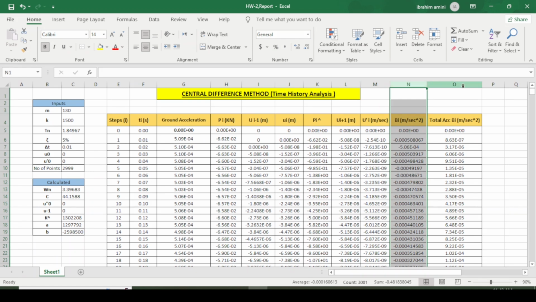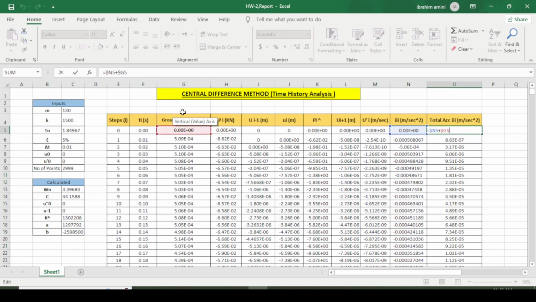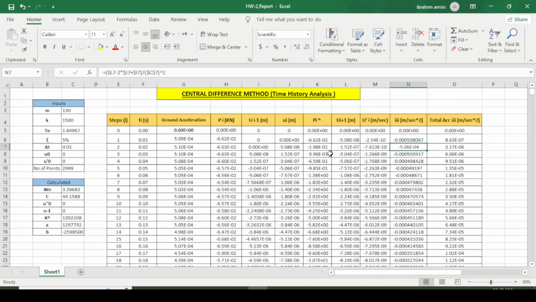Now we will come here to the total accelerations. The total acceleration will be this acceleration which we have calculated, plus the ground accelerations. Here the ground accelerations plus this accelerations. Then enter and drag for the other columns as well. Okay, it will be applied. Same here, ground accelerations plus this acceleration, and it will be the total. Same here as well. Now we have completed all the calculations for the central difference method.